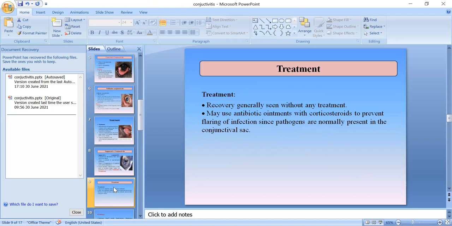Okay, you may use antibiotic ointment with corticosteroid to prevent flaring of infection, since pathogens are normally present in the conjunctival sac. Recovery is generally seen without any treatment in a newborn baby, but in a young animal, I think you have to go for some antibiotic treatment, or treat according to the situation.